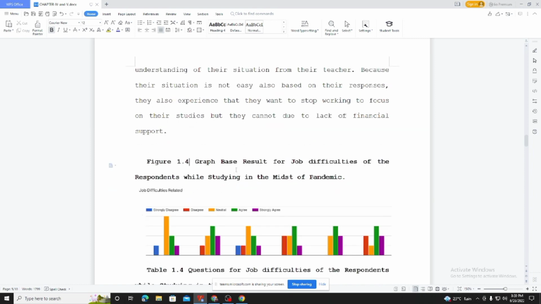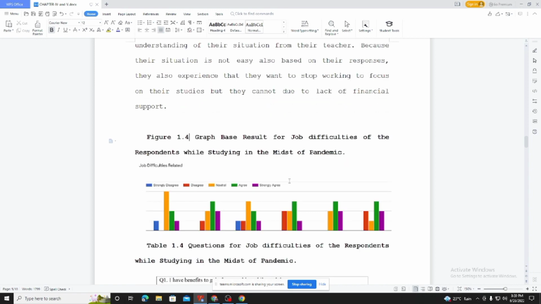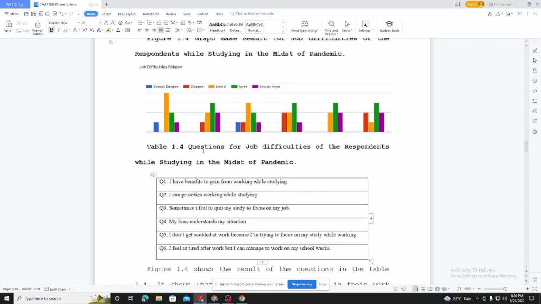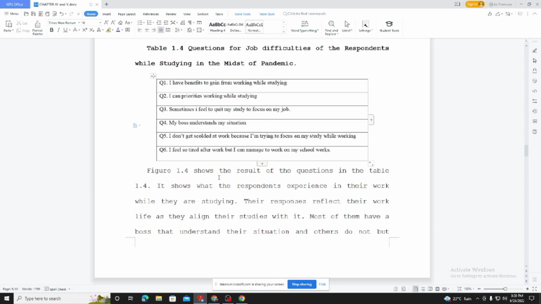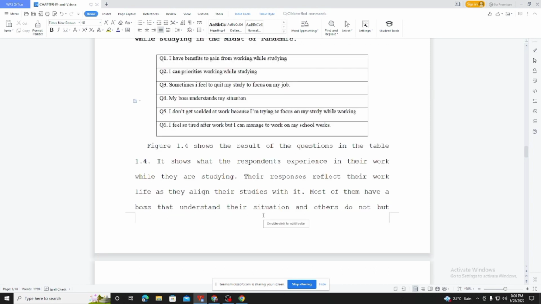Figure 1.4, graph-based result for job difficulties of the respondents while studying in the midst of pandemic. Table 1.4, questions for job difficulties of the respondents while studying in the midst of pandemic. Ito po yung mga question. Figure 1.4 shows the results of the questions in the table 1.4. It shows what the respondents experience in their work while they are studying. Their responses reflect their work life as they align their studies with it.